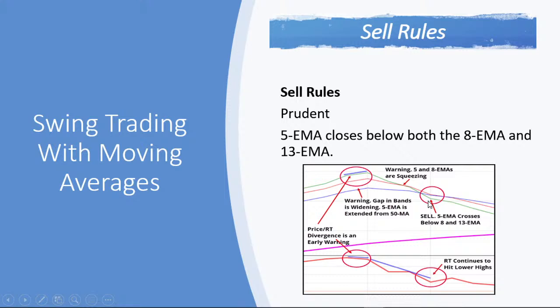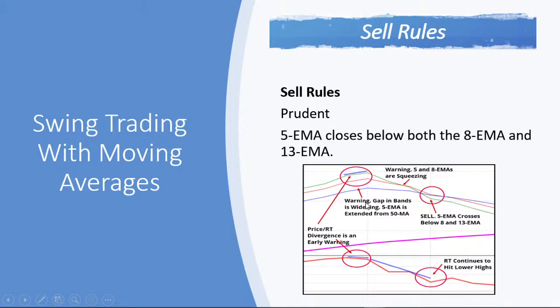So the prudent exit is when the 5-day EMA closes below both the 8 and the 13. That happened here. Notice we don't have price on because it doesn't matter. Obviously, price has been falling. Okay, but that's your last line in the sand. Let's talk about some early warning signals.